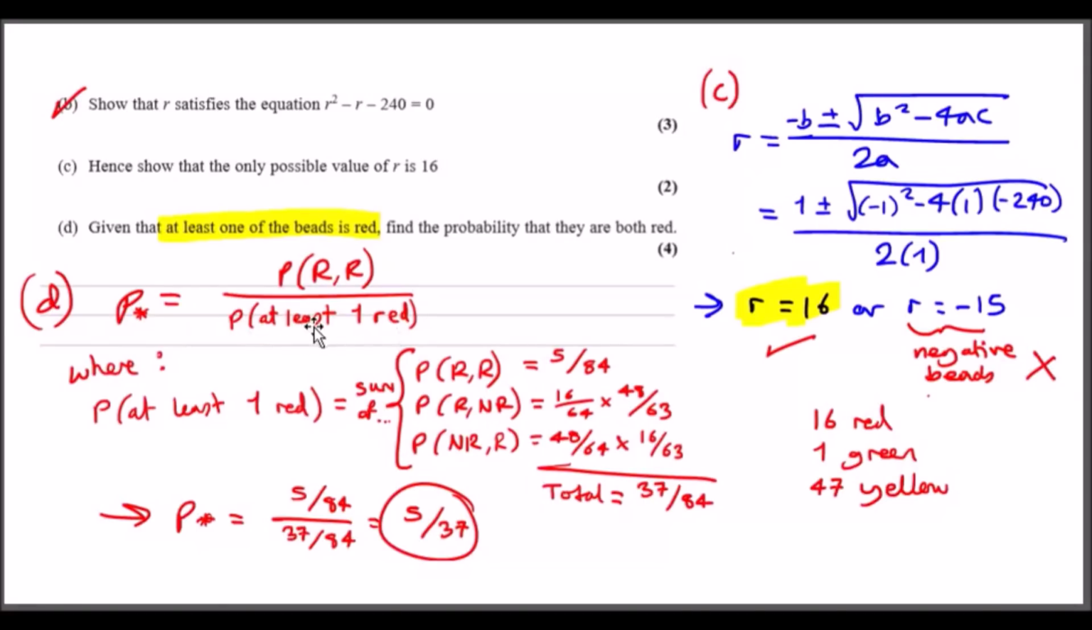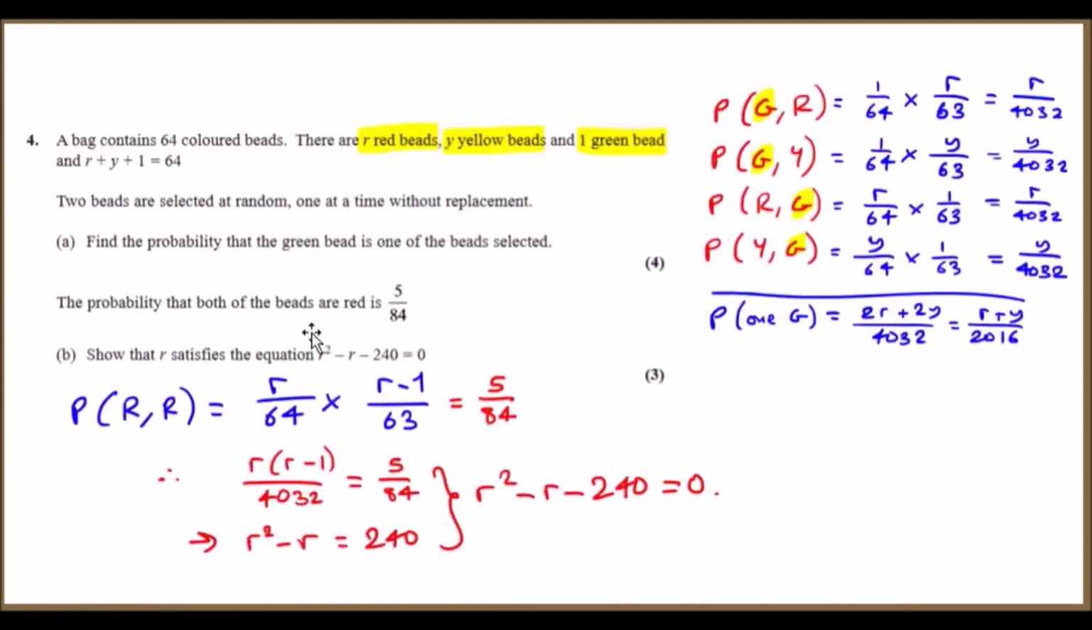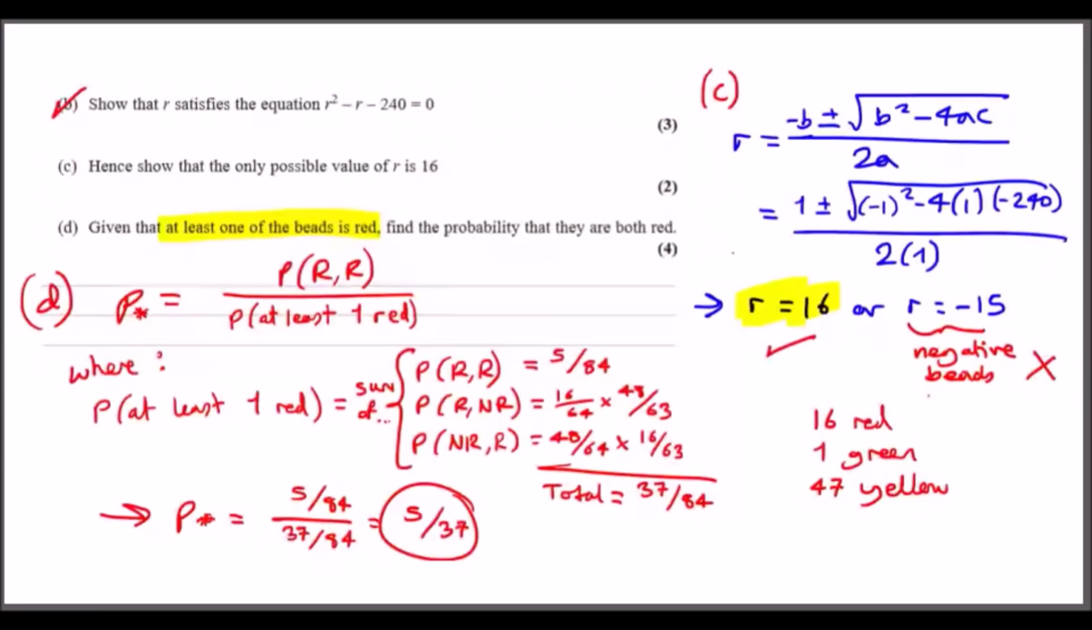And now we just got to think about how to get at least one red. At least one red pretty much can be made of probability of getting red both times. The first one could have been red and the second one not red, or you could have not got red the first time but eventually got red the second time. So these are the 3 options you could have got. And of course, getting at least one red means it could be any of these 3, so we have to add them up. Now to get red both times, we already have the answer, 5/84, because we got that in part B.